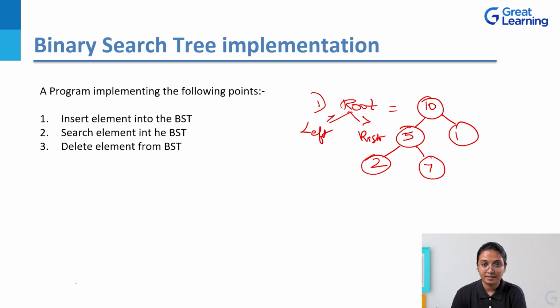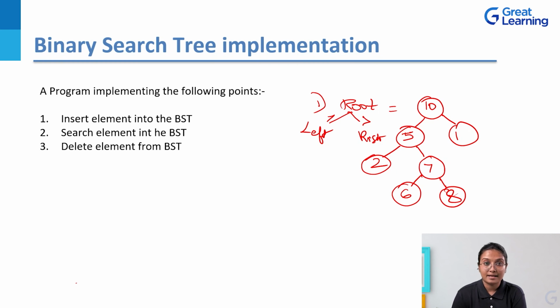Again, if you take 7 into consideration as a root node, anything towards the left side will have the lesser value. You can keep it as 6. Anything towards the right side will have the greater value. You can keep it as 8. So this is how a particular BST tree will work. This is a simple example for a binary search tree.